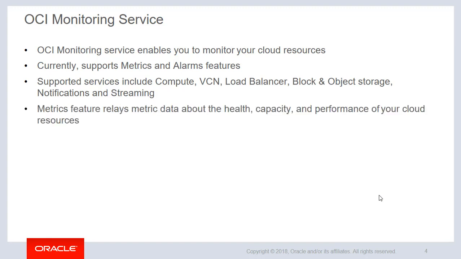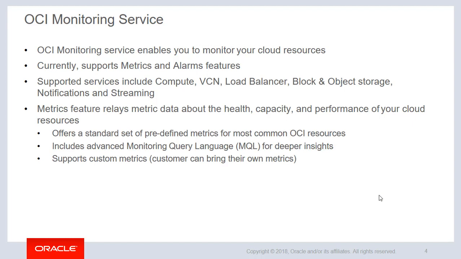Metrics feature relays metric data about the health, capacity, and performance of your cloud resources. And we'll talk a little bit more about metrics in the subsequent slides. But at a very high level, metrics offer a standard set of predefined metrics for most common OCI resources. These are available out of the box for you. As I said earlier, we also have this capability called monitoring query language, which you can use for gaining deeper insights. And then we also support custom metrics, where customers can bring their own metrics.